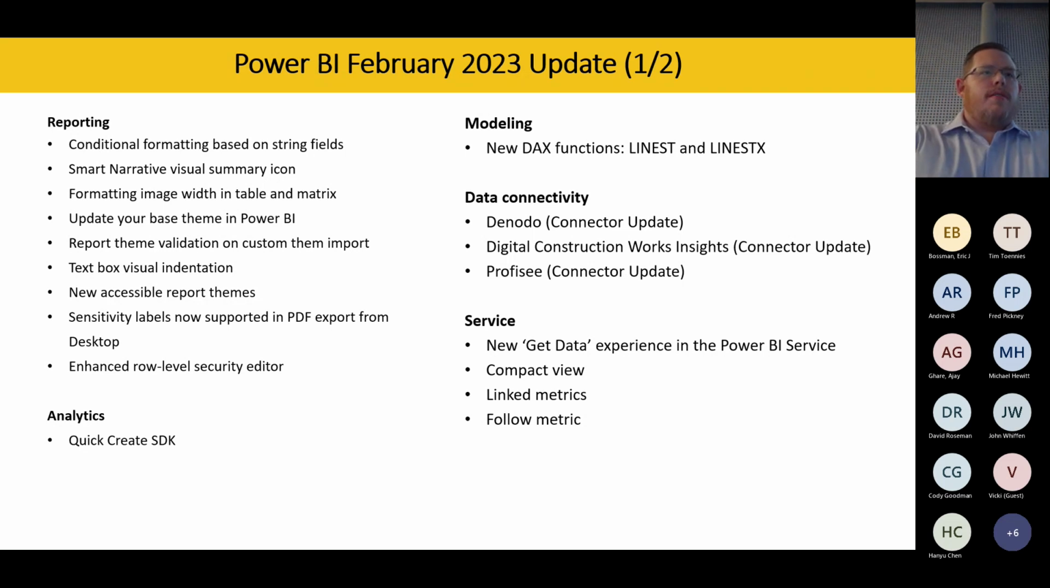So the first one was conditional formatting based on string values. Let's say that you're reporting sales for different states, and you want to call out the state of Tennessee specifically. Maybe that's your home state. Maybe you want to make it orange, if you're a UT fan, and so you can do that now. You can say when state equals Tennessee, make it orange. So that is a new feature.